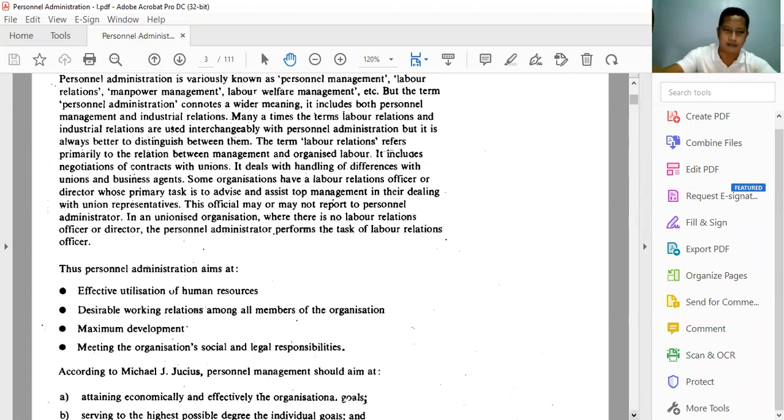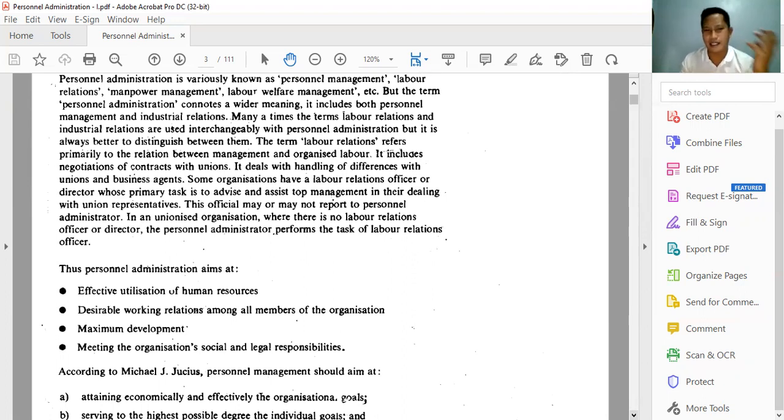Desirable working conditions among all members of the organization. So everybody from the different departments has to actually enjoy desirable working conditions. Maximum development. It's not only minimum but maximum, what we call personal growth.